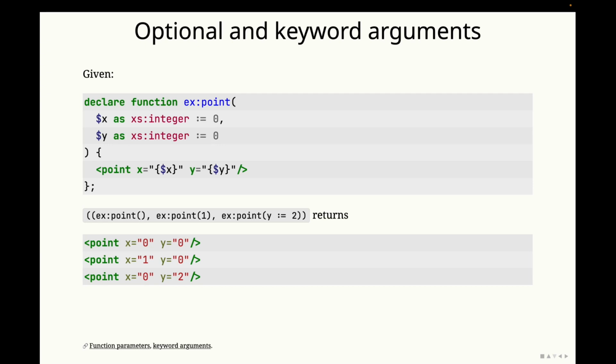So here we see a simple function that defines a point with x and y coordinates, and I've provided default values for both x and y. That means if I call the point function with no arguments at all, I get 0 for both of them. If I call it with a single positional argument, that becomes the x value, and the y value takes on its default value. And finally, I can explicitly specify the keyword arguments by specifying y equals 2 in the function call.